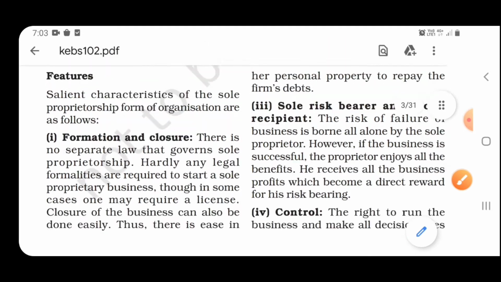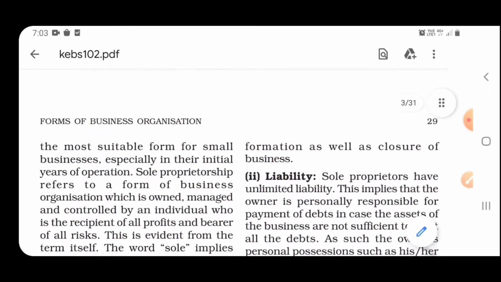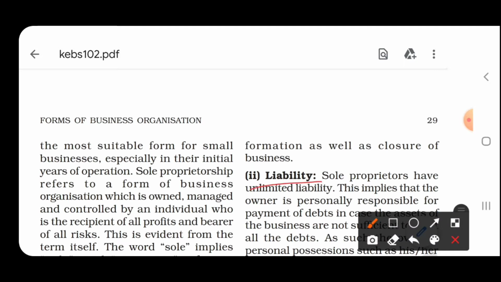This is formation and closure, and there is ease in formation as well as closure. That is, it is simpler when compared to a company or joint Hindu family or partnership. So it is different from that. This is more liberal. Coming to the second point, it is liability.